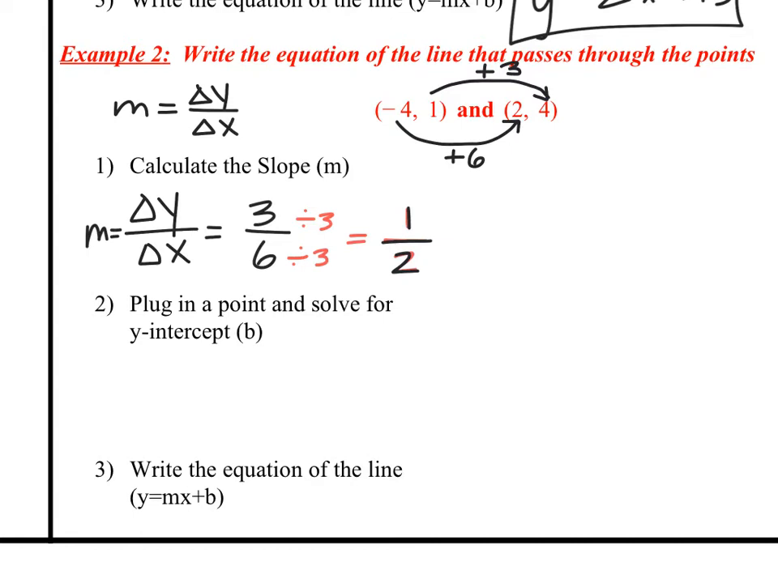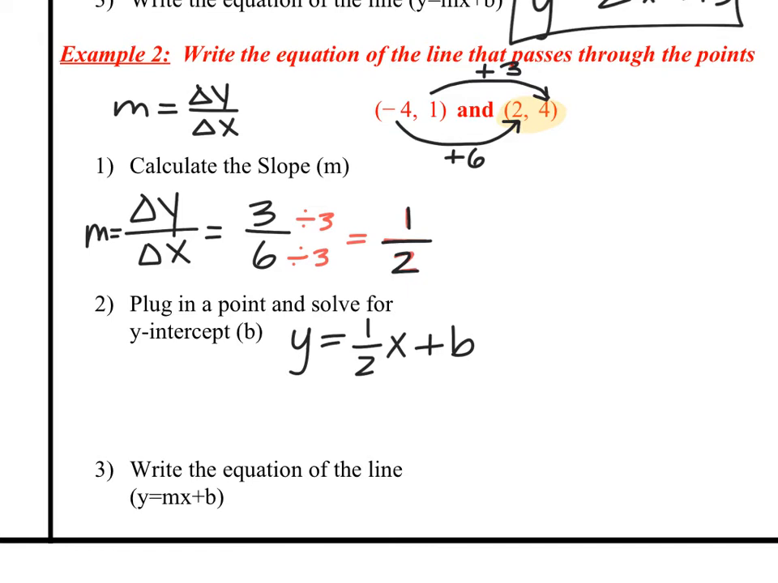So now you're going to plug in a point and solve for the y-intercept. So right now we know that y equals 1/2 x plus b. We're also plugging in a point. You can choose either one. I'm going to choose 2, 4. That way I don't have to deal with negatives.